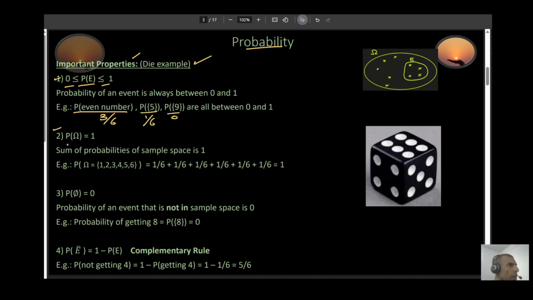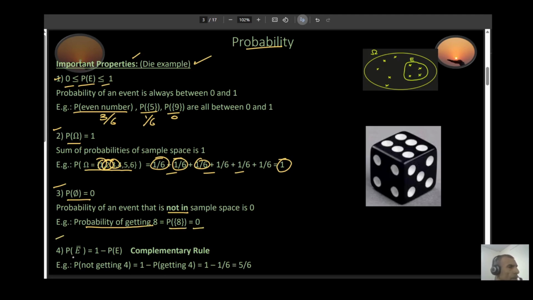This one says the sum of the probabilities over the sample space is equal to 1. For example, when you roll a die, the probability of your sample space is going to be the probability of getting 1, which is 1 over 6, plus the probability of getting 2, which is 1 over 6, plus the probability of getting 3, which is 1 over 6. You add them all together, and the answer will always come out to be 1. This one says that the probability of an event that is not in your sample space is 0. For example, the probability of getting 8 when you roll a die is equal to 0 because 8 is not part of your sample space.